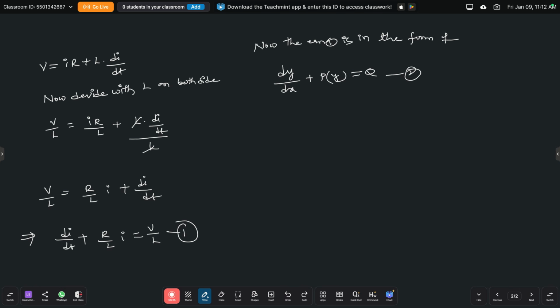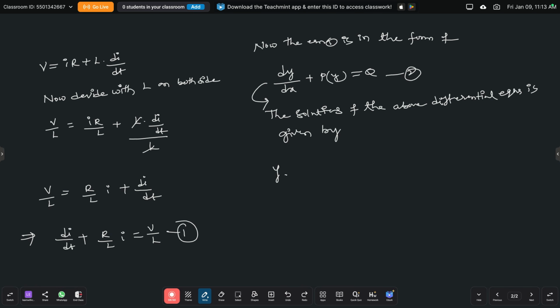This is a differential equation, and the solution of this type of differential equation, which we mostly get in mathematics, is given by: y into e power integration of P dx equals integration of Q into e power integration of P dx, plus some constant K.